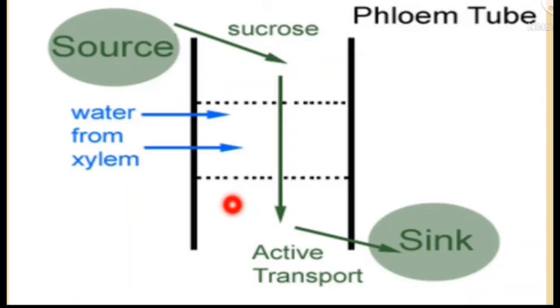From this image we can understand the phloem transport, that is, flow from source to sink. Source refers to the part of the plant that synthesizes the food, that is, the leaf or the green part of the plant, and sink refers to the part of the plant that needs or stores the food, which could be any part of the plant like stem or root.